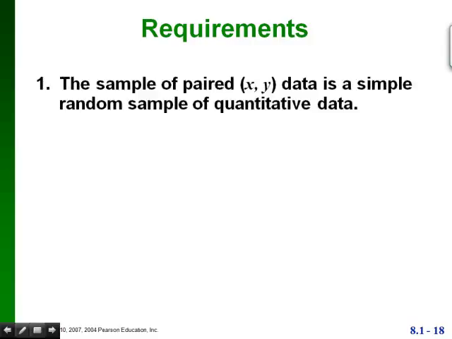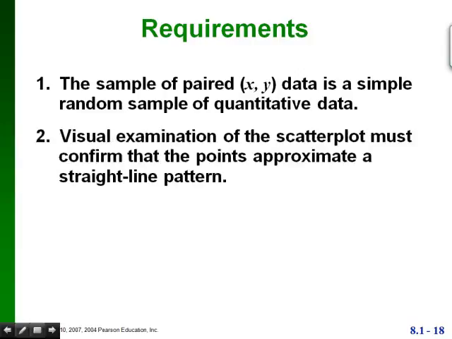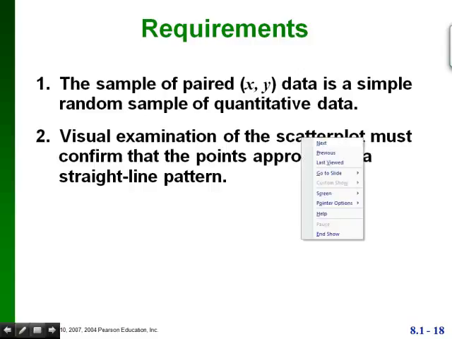Okay, what we will do with a set of data is find out what our correlation coefficient is. Then we'll look at how we determine whether we think there's a linear relationship or not. How strong does it have to be in order for us to say that there is a linear relationship? So the requirements for this are that we start out with a sample of paired data. It has to be a simple random sample. It has to be quantitative data. And the first thing we'll want to do is look at the scatter plot to see if there's any kind of straight line pattern at all.